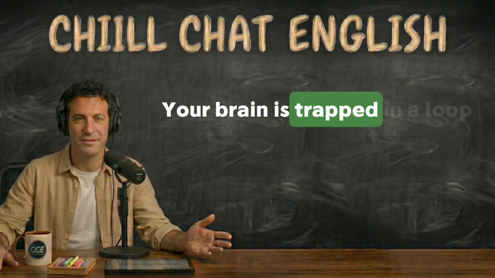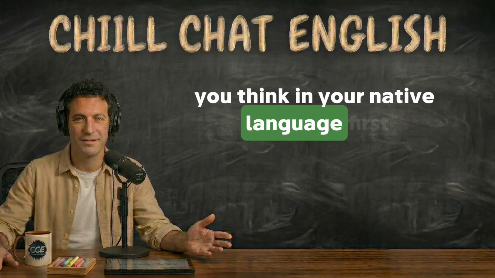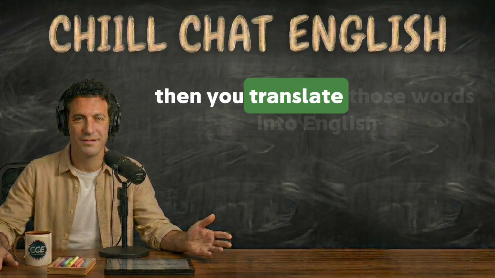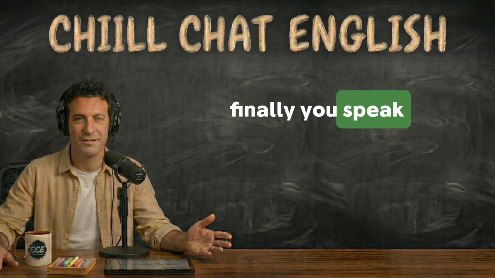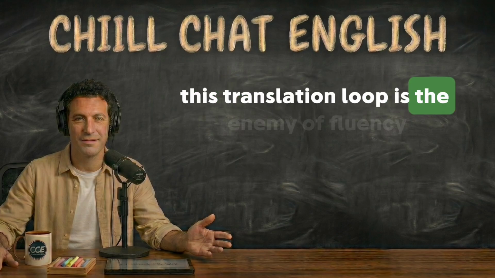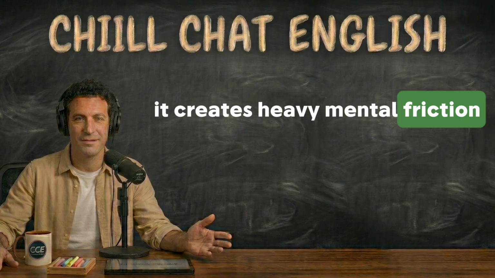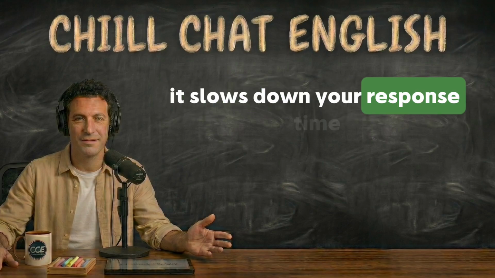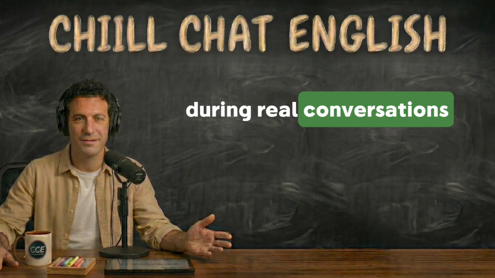Your brain is trapped in a loop. When you want to speak, you think in your native language first. Then, you translate those words into English. Finally, you speak. This translation loop is the enemy of fluency. It creates heavy mental friction. It slows down your response time, and it makes your mind go completely blank during real conversations.